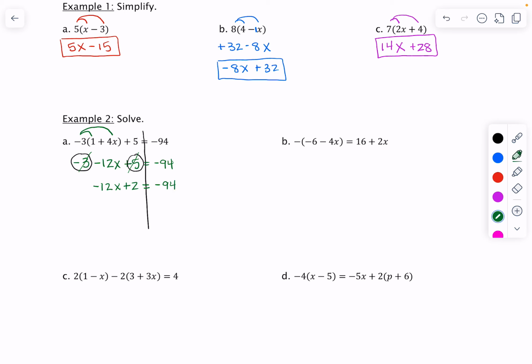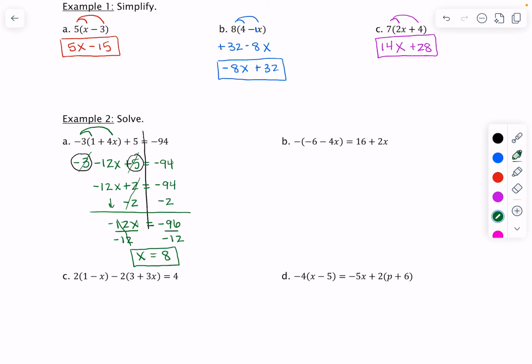I want to get x alone, so I'm going to subtract the 2 on both sides. That cancels out my 2's. Bring down that negative 12x. Negative 94 plus negative 2 is negative 96. And my last step is to divide by that negative 12. The negative 12's cancel. In your calculator, I would type in negative 96 divided by negative 12, or you may know this with mental math, and that is x equals 8.